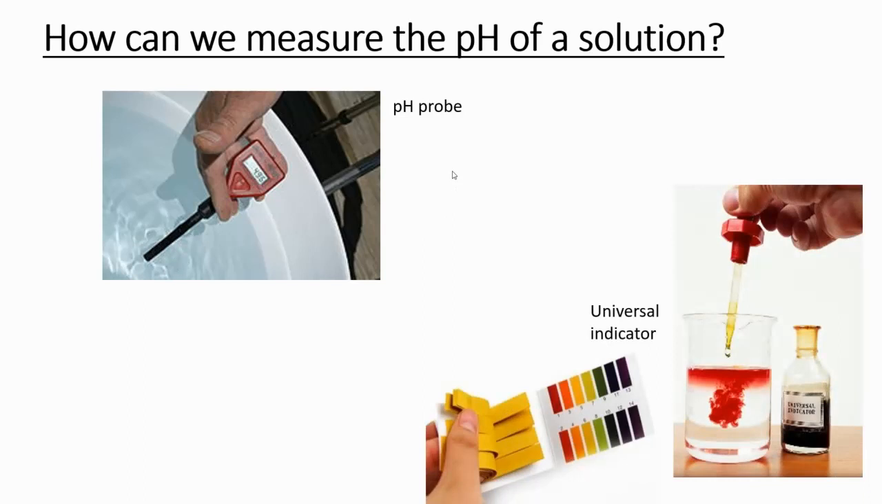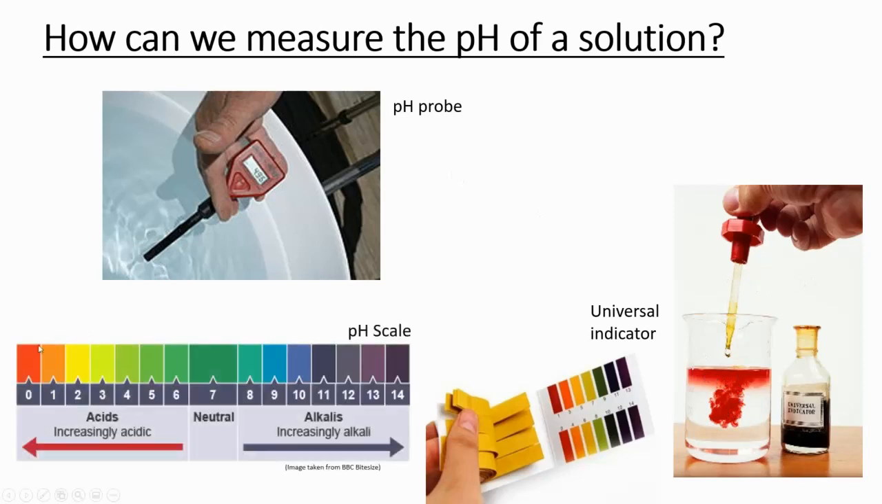Universal indicator can change color depending on the pH of the solution. So we simply drop a couple of drops of the universal indicator into the solution, we look at what color it goes, and we match that up to this pH scale. Anything that's a green color will be a pH of 7.